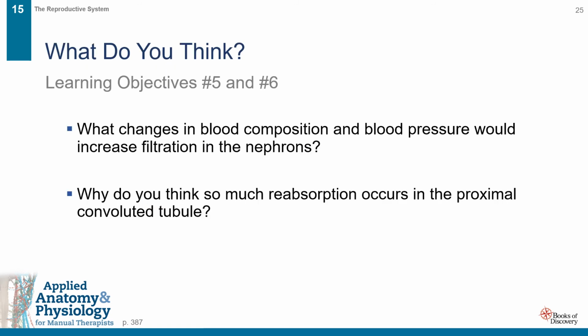Time now for our third and final What Do You Think segment for this lecture. What changes in blood composition and blood pressure would increase filtration in the nephrons? Why do you think so much reabsorption occurs in the proximal convoluted tubule?